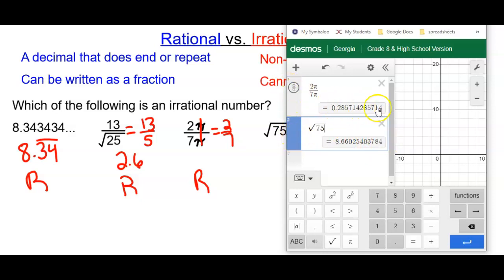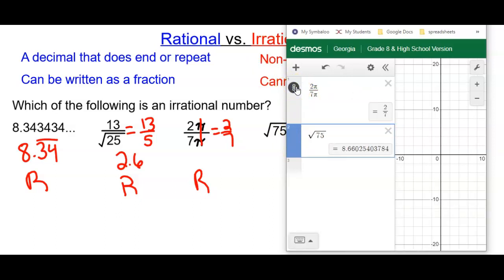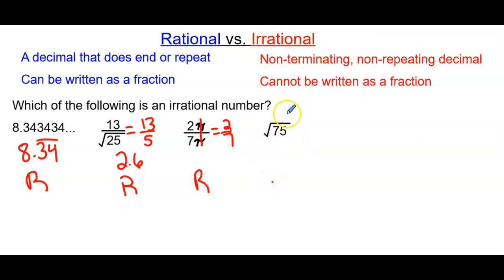On the other one, it looks like it doesn't end, but you could turn that into a fraction, so it is rational. When it's irrational, you will not be able to turn it into a fraction, so it won't have that fraction button there. So this one is our irrational answer. Anytime you have a square root that's not a perfect square, it is going to be irrational.